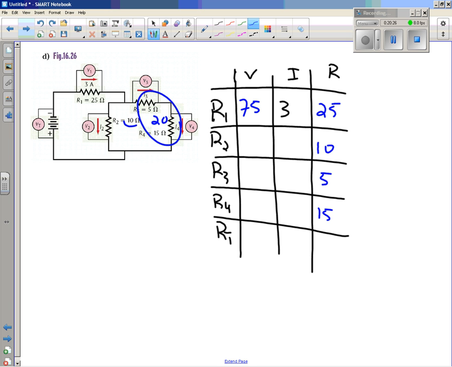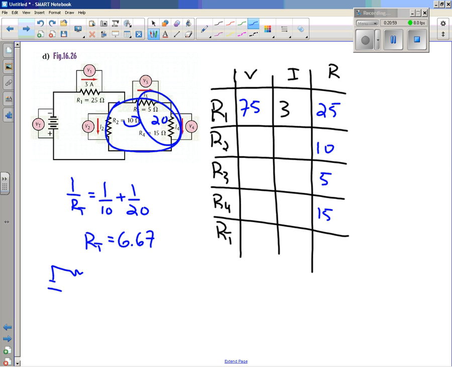Now I've got 20 ohms and 10 ohms in parallel. To do that, I got to go 1 over RT equals 1 over 10 plus 1 over 20, and then solve for RT. If you do that correctly, add those fractions up, and then flip it, you end up with 6.67, I think. Again, you can check with your calculator, but I think that's what it is. So this whole rectangle gives me a resistance of 6.7. So it's as if I've reduced the circuit to just this. One resistance there, like that, where this one's 25, and this one is 6.67. That's what I've done by adding those resistances up.